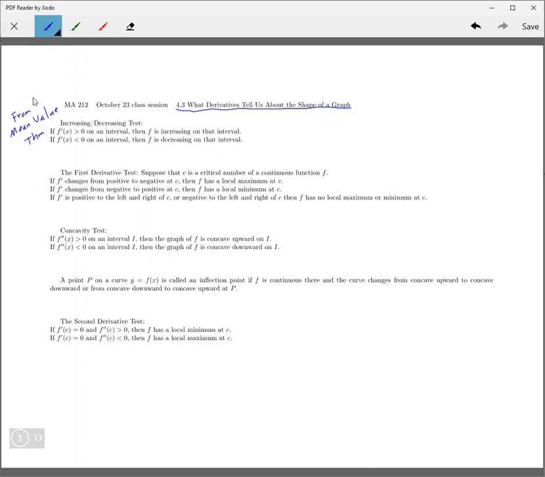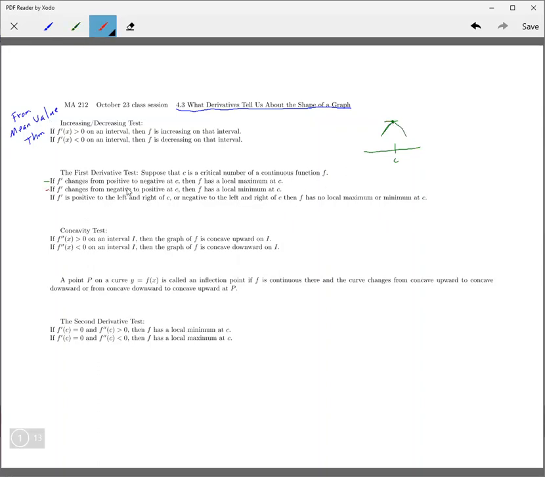So let's take a look at the first one. If f' changes from positive to negative at c, then it's a local maximum. And the reason for that is, let's say this is c. If your derivative is positive, that means you're increasing. And then if your derivative is negative, that means you're decreasing. So this point here has to be a local maximum. So the derivative is positive here, and then afterwards negative.